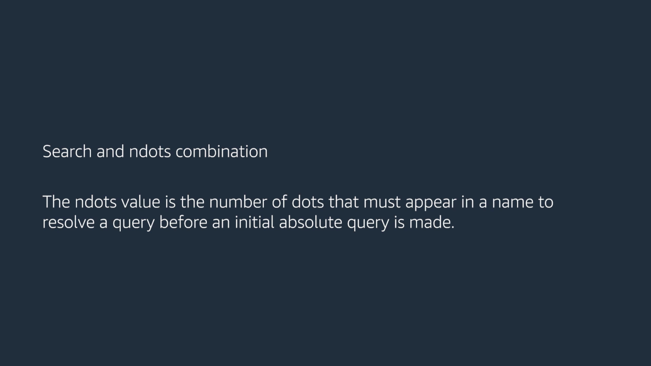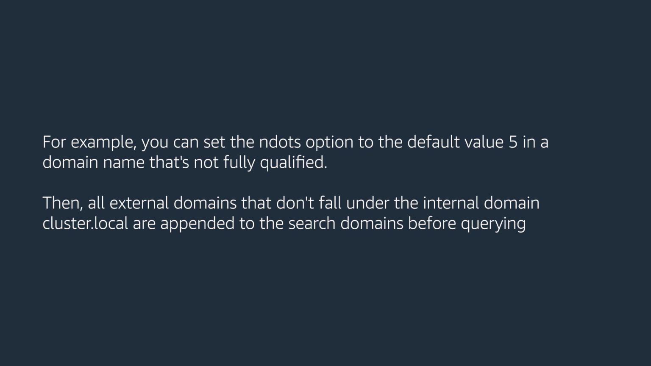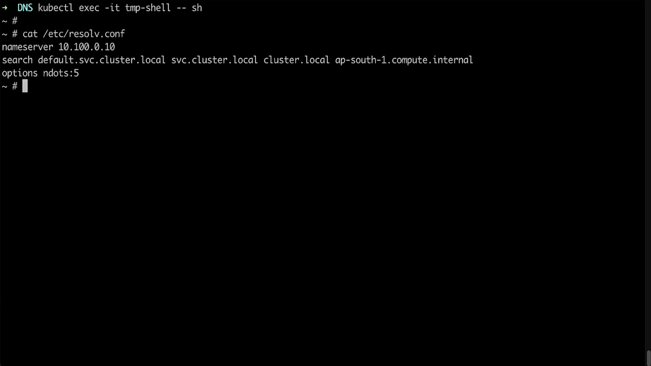Please note that the ndots value is the number of dots that must appear in the name to resolve a query before an initial absolute query is made. For example, you can set the ndots option to the default value 5. In a domain name that is not fully qualified, all external domains that don't fall under the internal domain cluster.local are appended to search domains before querying. See the following example with the /etc/resolv.conf setting of the application pod.